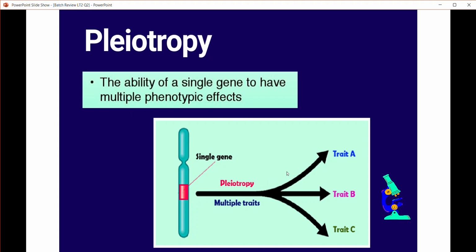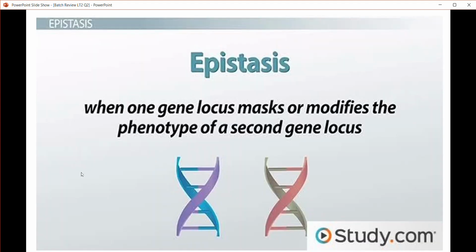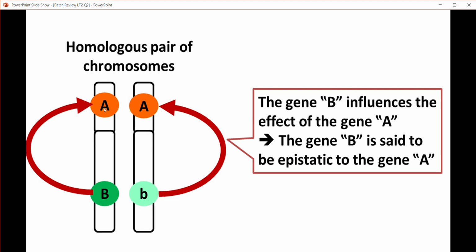pleiotropy, you have a single gene but many traits are produced, just like in sickle cell anemia, where you only have one gene for sickle cell anemia, but you have several possible phenotypes, like it could cause blindness, but not only that, liver failure and heart attack. And then epistasis, on the other hand, is where one gene pair is being affected by another gene pair that may be far away from it. So one locus is masked or is modified by another gene on another locus. Okay, so we won't be talking about that in the examination, just to mention this.